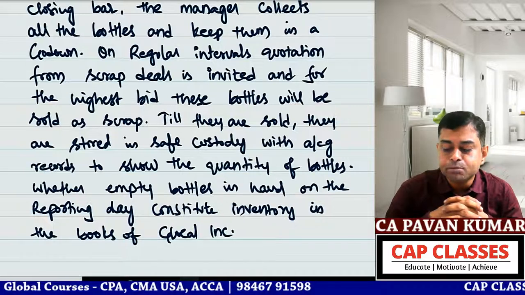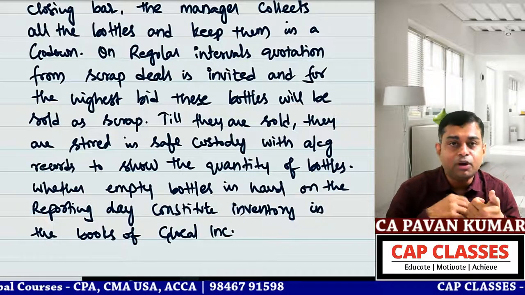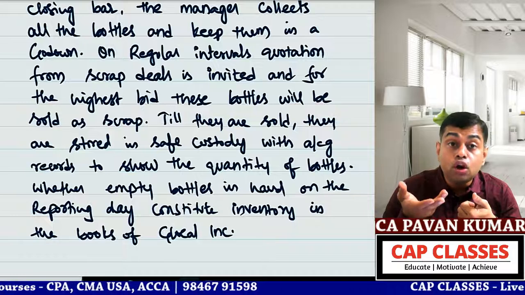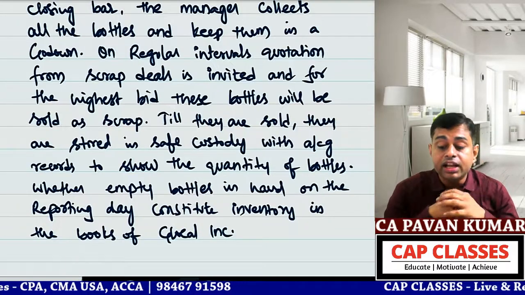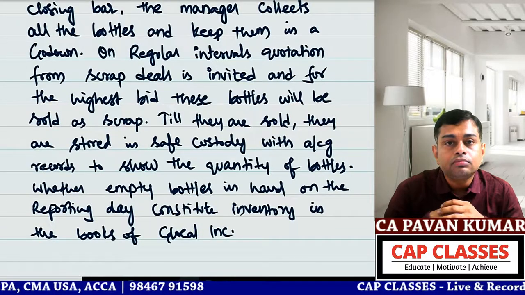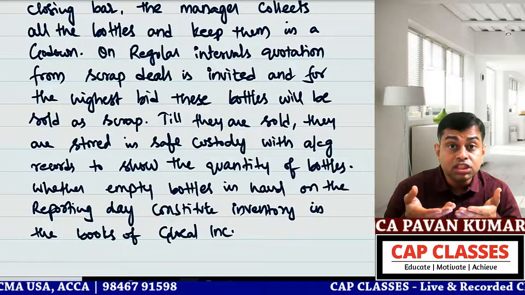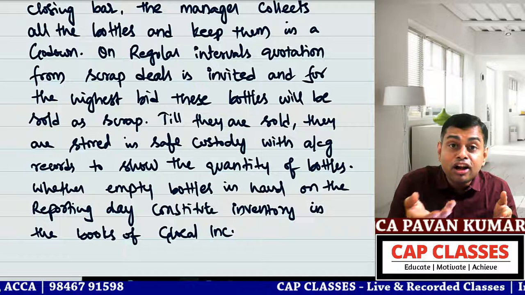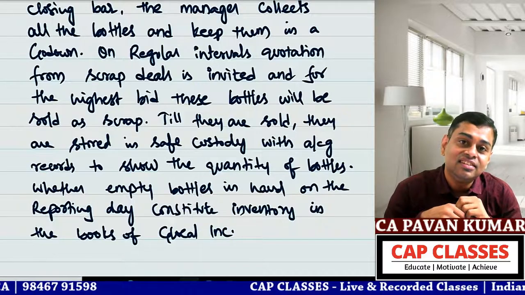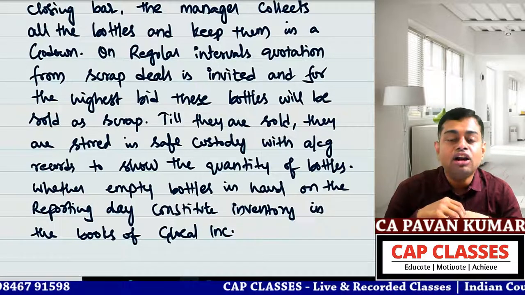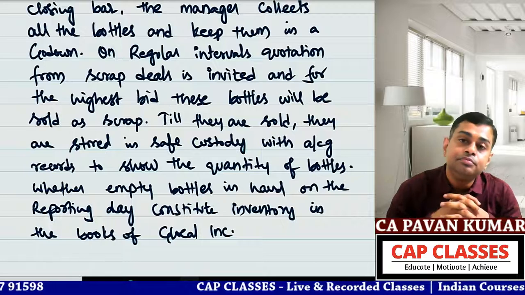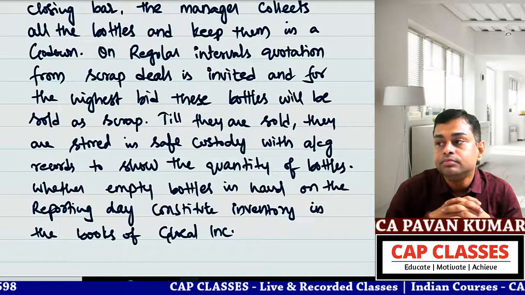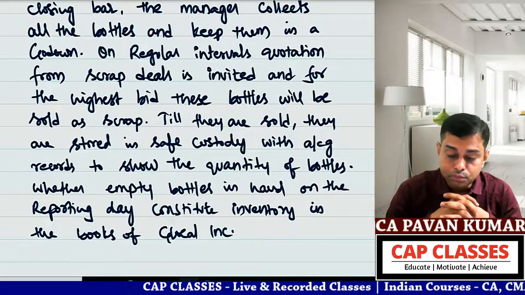Obviously, yes. Why? Glass bottles are resources you have control on. You are putting that in lock and key. You are controlling it. So a resource controlled. Kept for sale in the ordinary course of business. So it is inventory. So write down the answer.